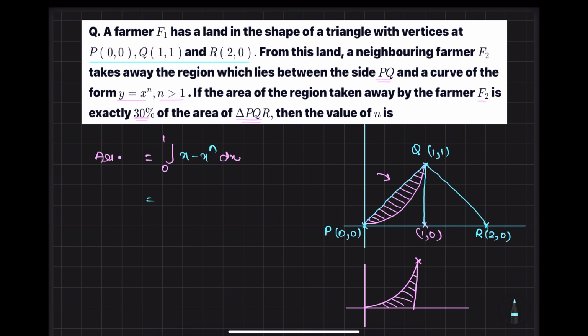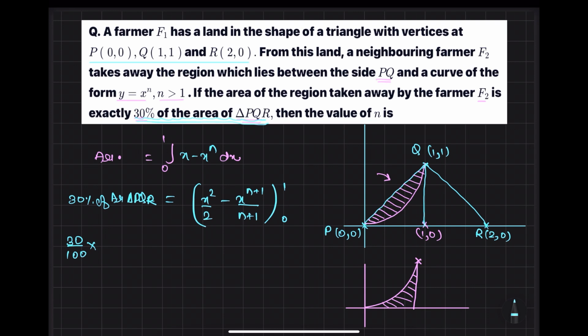So according to us, the area would be this, but according to them, the area taken away is 30% of the area of the triangle PQR. So can I say that it would be 30% of the area of triangle PQR? Now try to calculate this area. So it is x square by 2 minus x power n plus 1 by n plus 1. You have to substitute the limits 0 and 1. Is that clear? Now 30% means what? 30 by 100. Percent is of into.